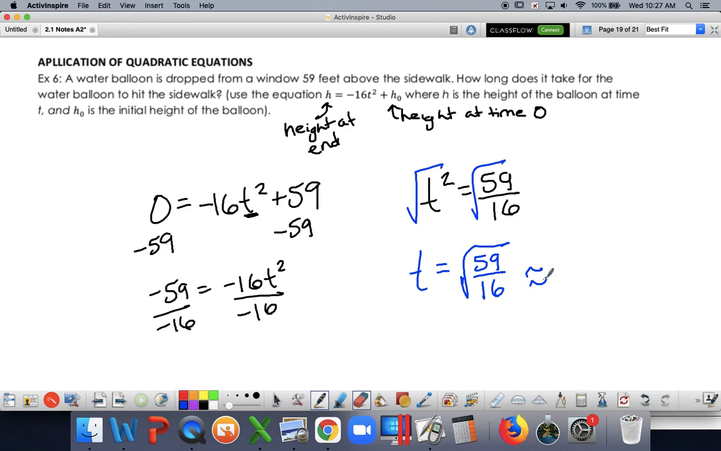So I'm going to go ahead and put this into my calculator. Second square root, 59 divided by 16, and I get that the balloon will be in the air for about 1.92 seconds. When you're given a real-world problem, you want to give your solution in decimals, right? We don't say, oh, the time the balloon will be in the air is the square root of 59 divided by 4. We wouldn't say that out loud. So that's why on these questions, when you get word problems, please round to either 1 or 2 decimal places.